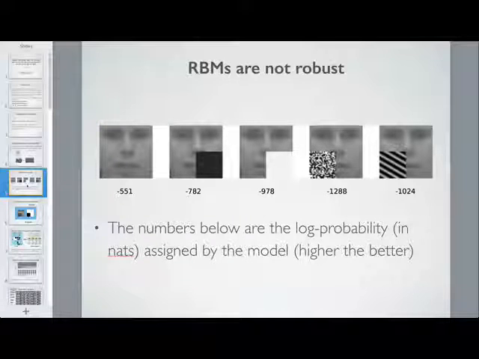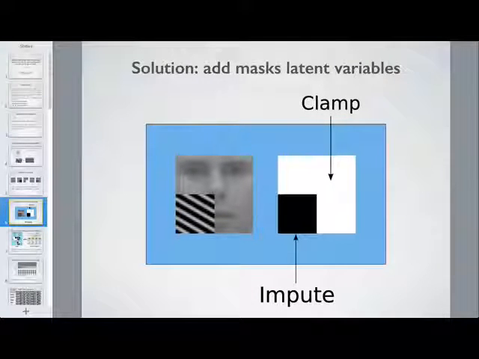In this case, the right thing to do is to add a set of masking latent variables. As you see on the right, we have a set of white, indicating that we're clamping the white region. By clamping, I mean take these values as clean pixels, a clean image, and not change them. And we want to impute, basically fill in, the black region, because this is the noisy area. That's the solution we want.